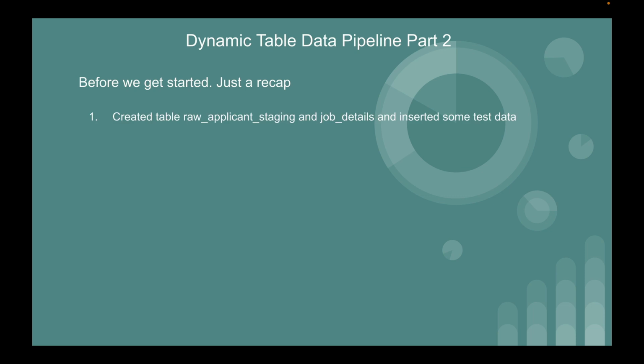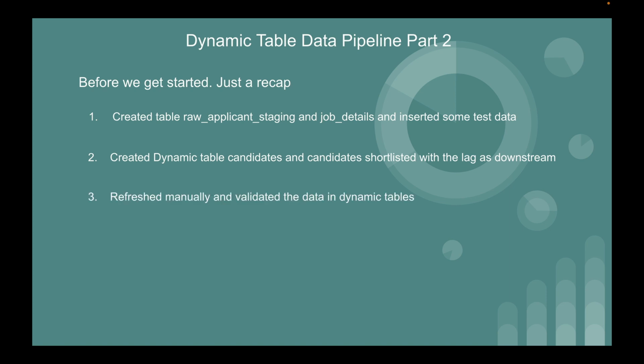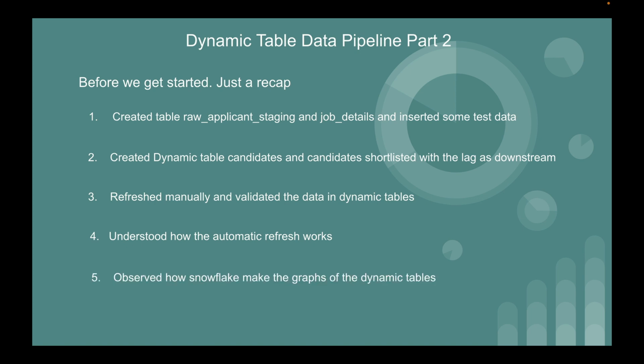In our previous session, we created a raw applicant staging table and the job details table, and we inserted some data. After that, we created the dynamic tables candidates and candidates shortlisted with the lag as downstream. Then we refreshed the tables manually and validated the data in the dynamic tables. After that, we understood how the automatic refresh works in the case of the dynamic table. And we also observed the graphs, how the dynamic table graphs are created by Snowflake.